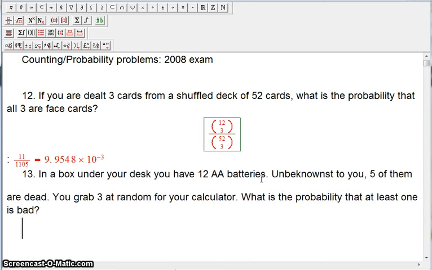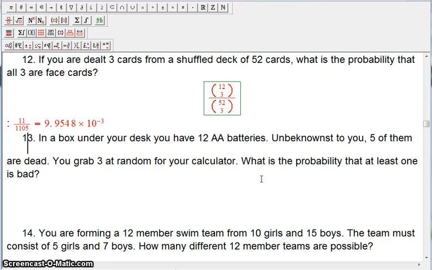So, now, next one. 13. In a box under your desk, you have 12 AA batteries. Unbeknownst to you, 5 of them are dead. You grab 3 at random for your calculator. What is the probability that at least 1 is bad? That's really crucial, at least 1. That's a real signal. Most of the time when you're looking at at least 1 problems, or at least any small number, you're going to use complement.